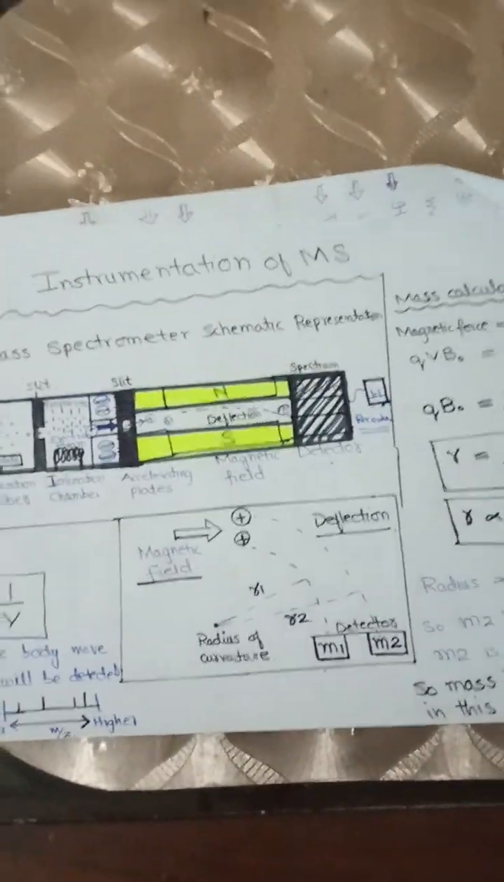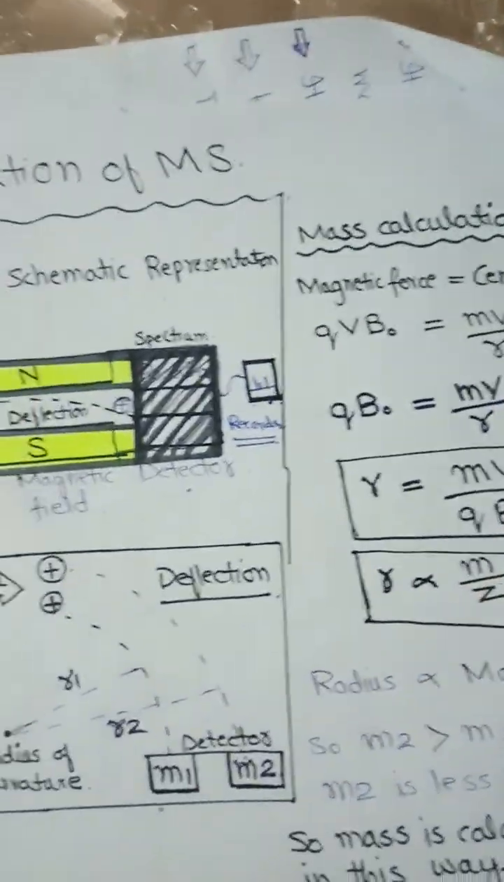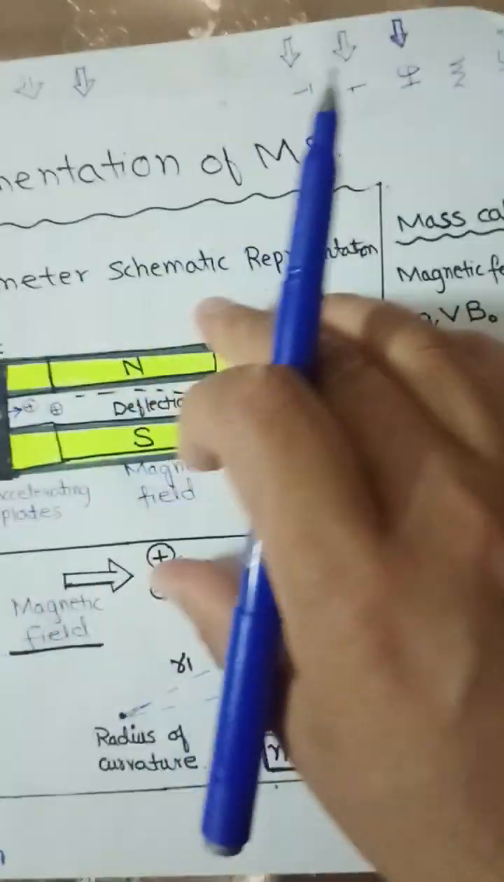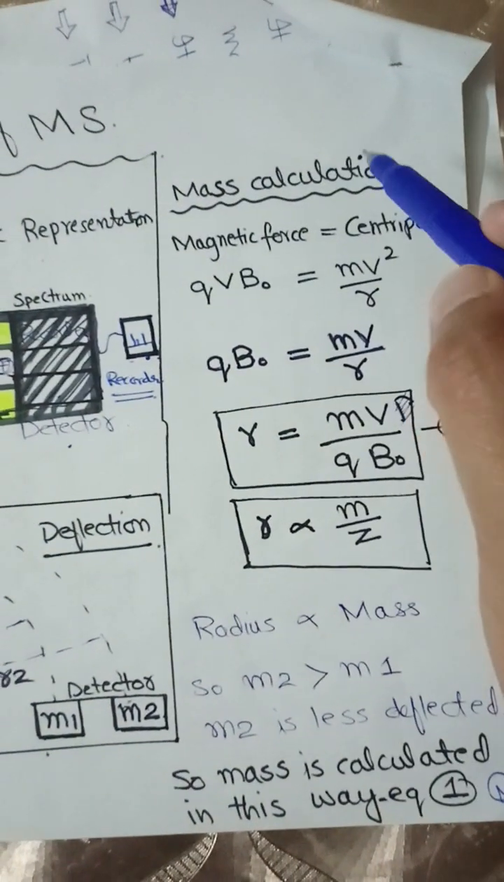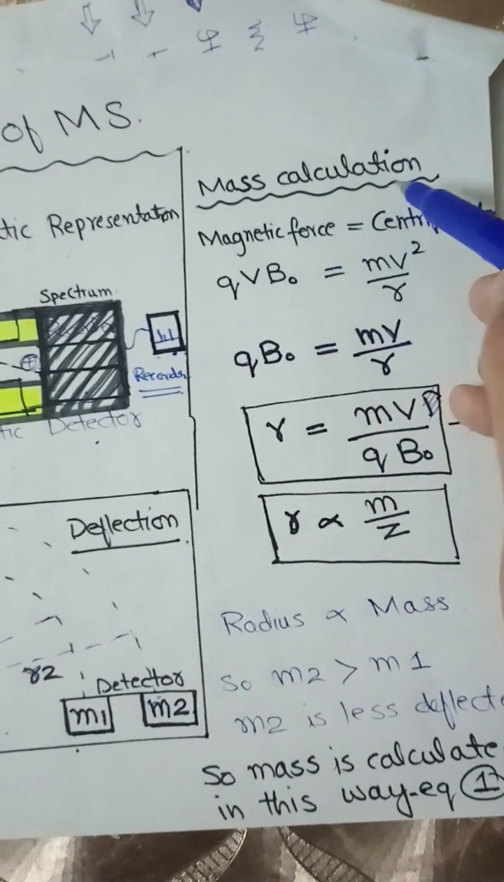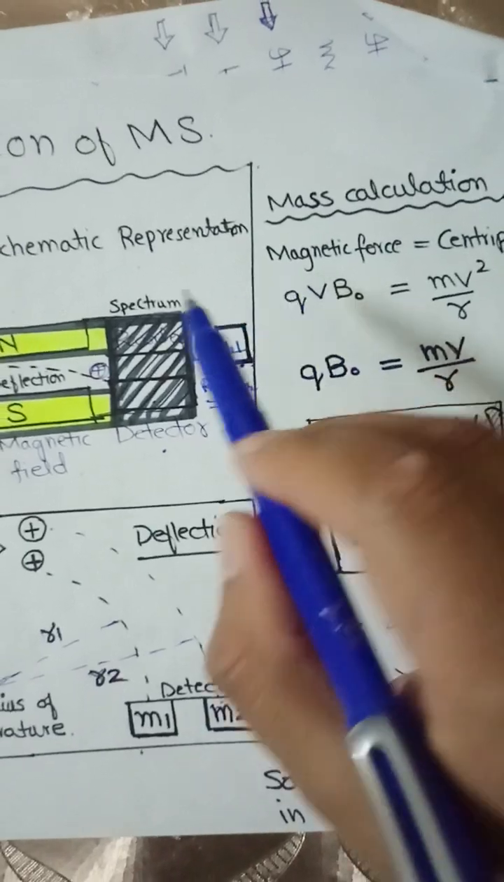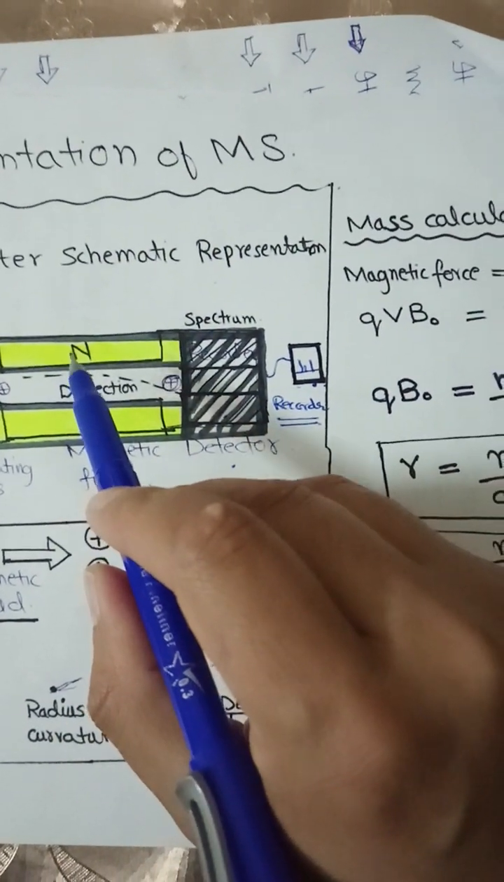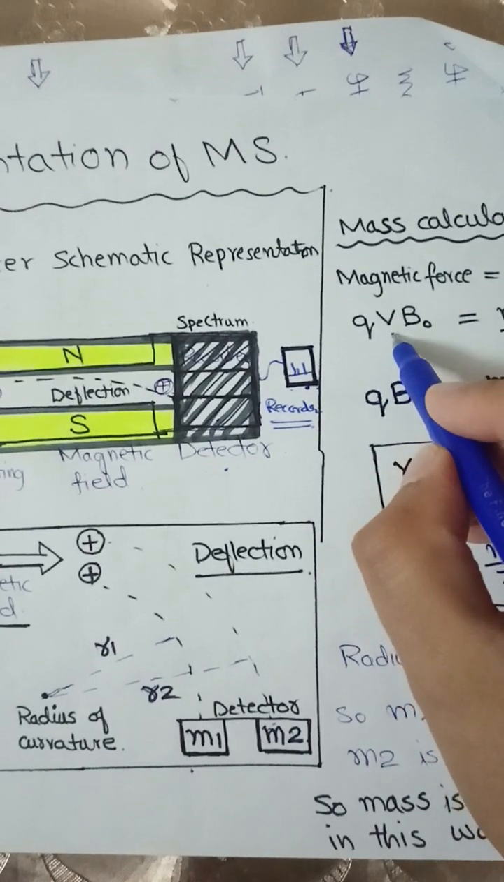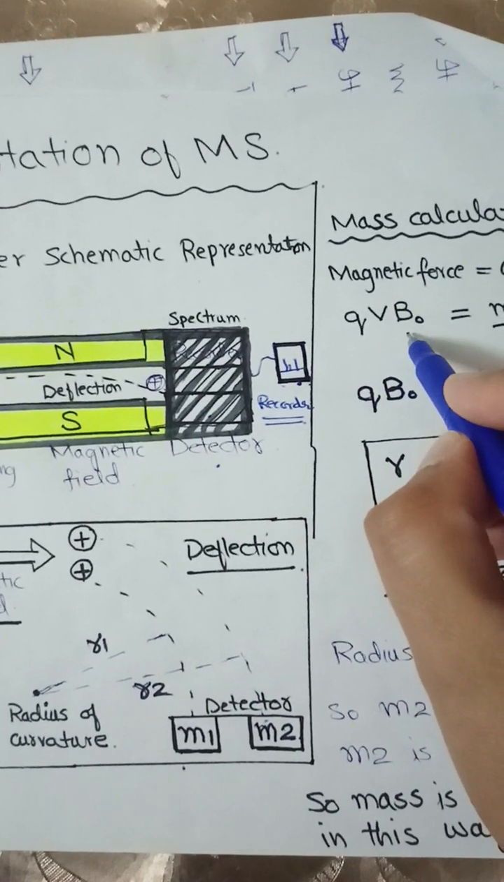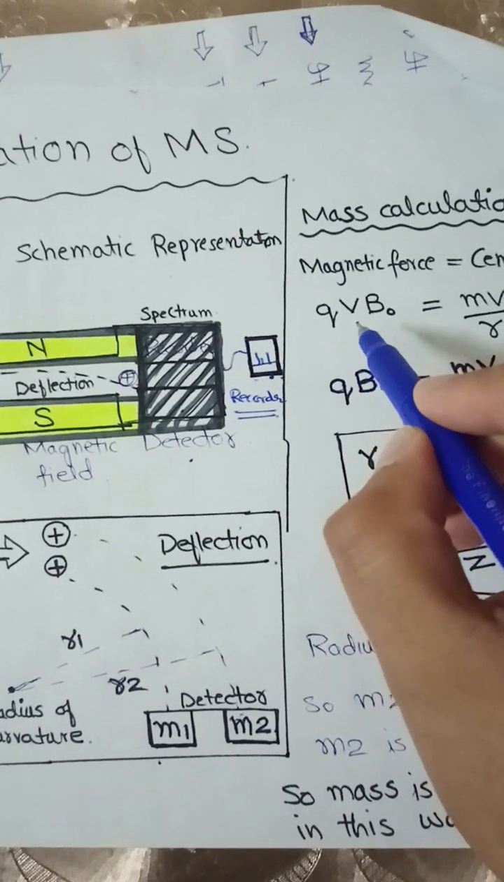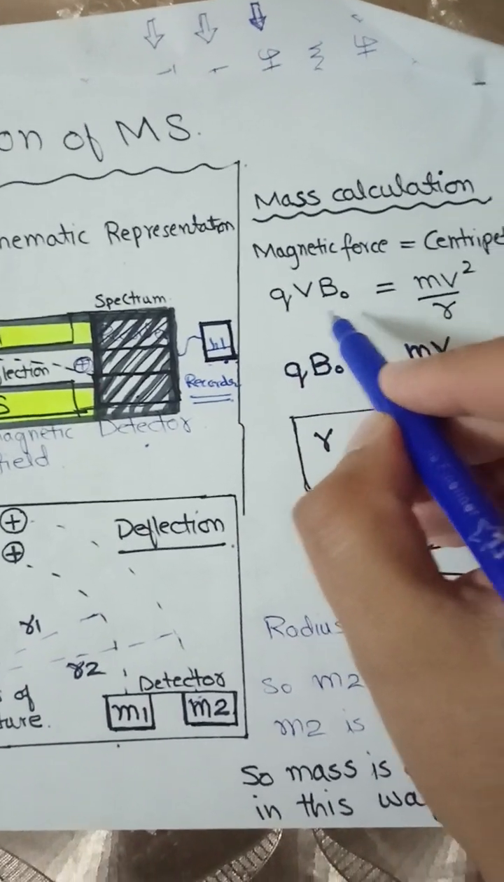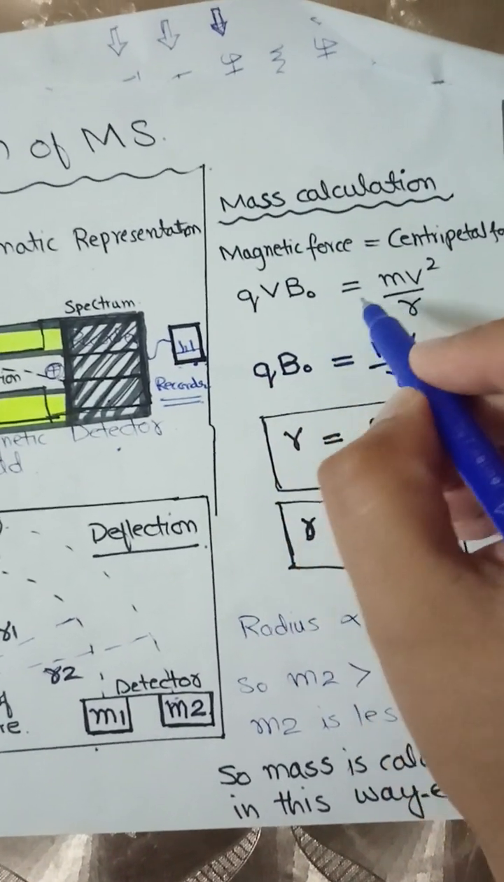So on what principle does this whole mass spectrometer work? How can we calculate the mass? If we look here, there is a magnetic force which is the product of charge, velocity, and the strength of the magnetic field. So charge, velocity, and magnetic field: that is QVB.